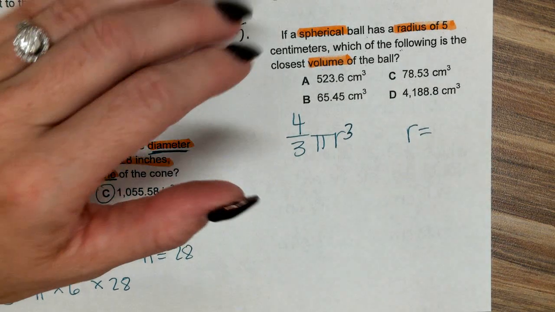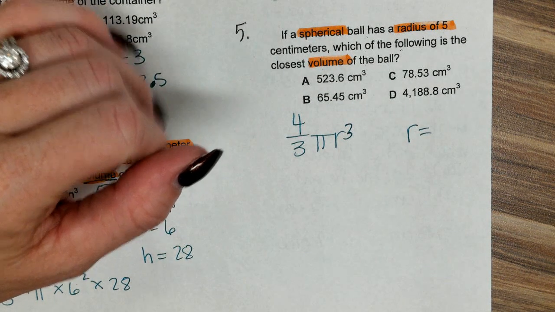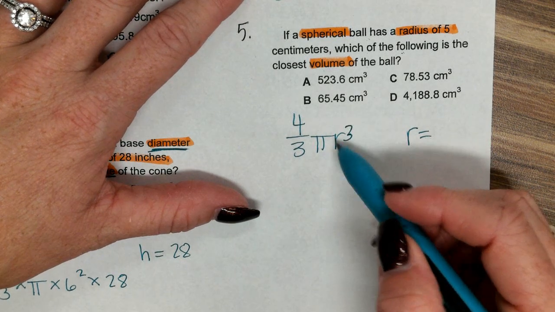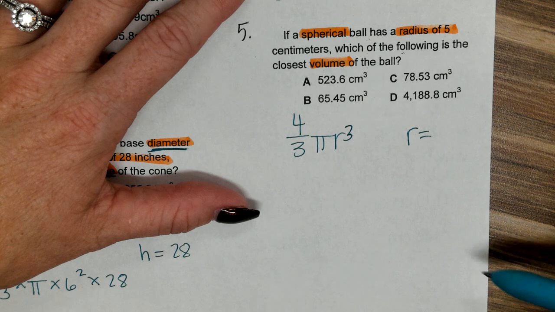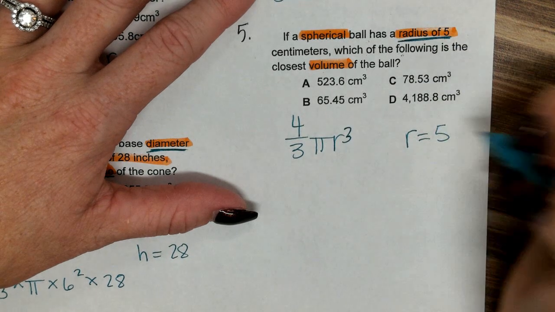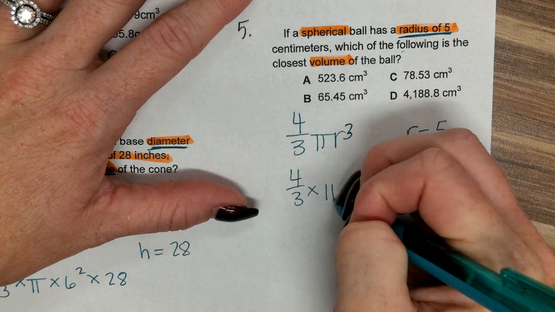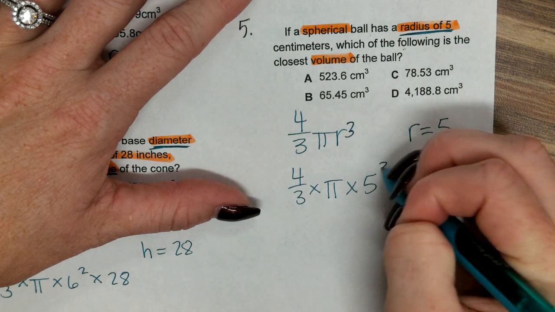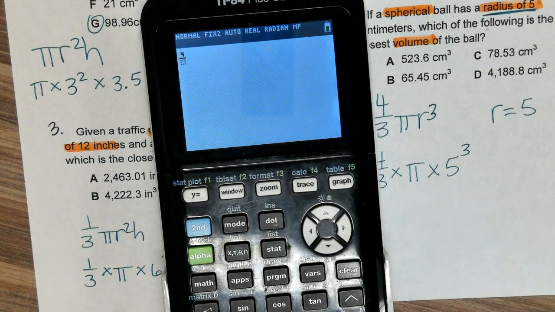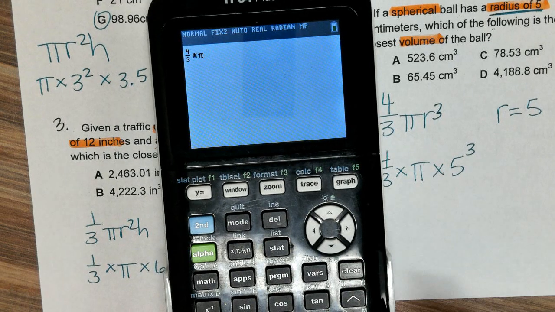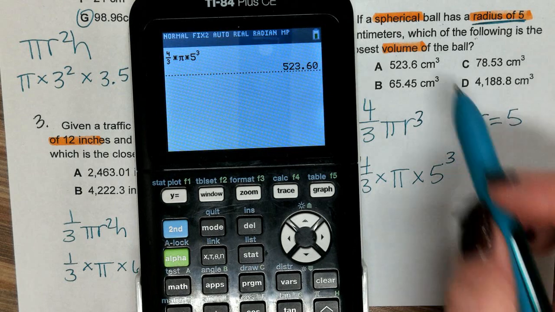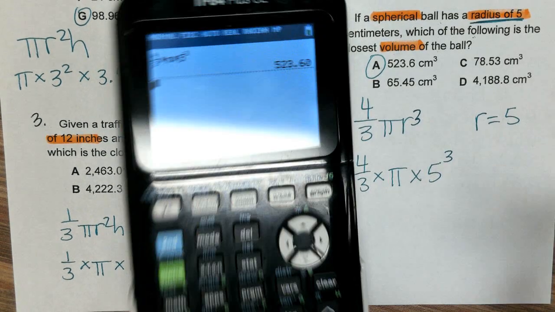I need everybody paying attention. Okay, where do you think students mess up the most? They accidentally put a what right here? Don't put a 2. You have to write it how you see it. Did they give you a radius? Yes, it's 5. So 4/3 times pi times 5 cubed. The answer is 523.60. Which one's closest? A.